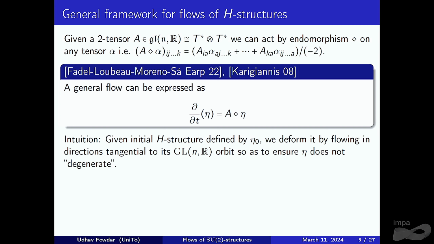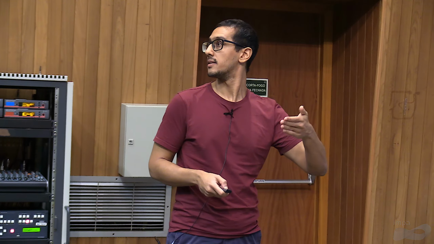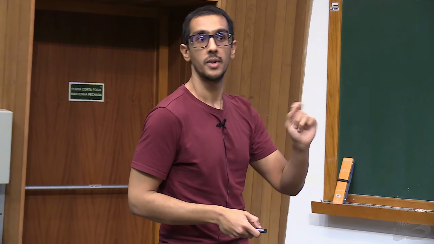And so why is this the right thing to do? The way you should think about it is once I give you initial data, so I give you an initial tensor eta node, you can look at its GL orbit. So it gives you some sort of submanifold, subvariety. And then what you'd like to do is flow only within that space. So in the G2 case, this is not really a problem because a generic form is going to be a G2 form.